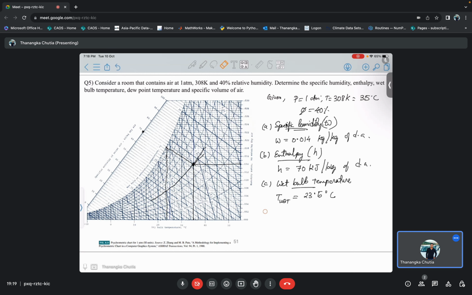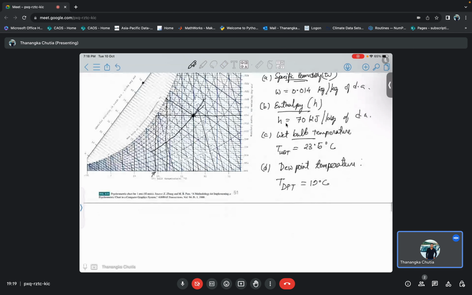Then next, dew point temperature. For dew point temperature, from this point you go straight here, and from here you draw this vertical line, and you'll get almost 19 degrees Celsius. So T dew point temperature is equal to 19 degrees Celsius. Okay, so you have got the dew point temperature.